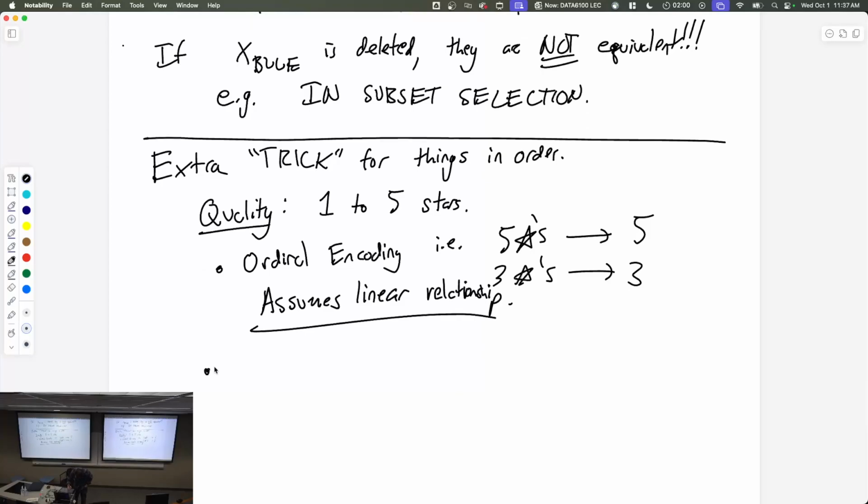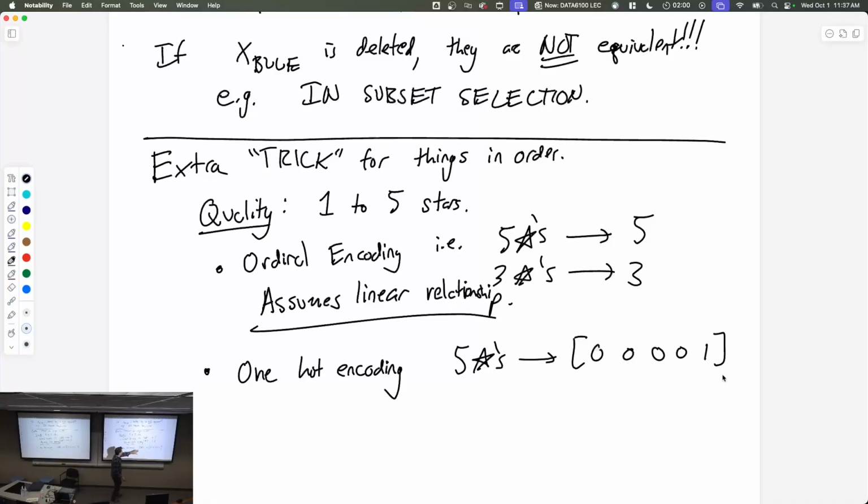So you could do one-hot encoding. This, again, is very common. So you'd say 5 stars would go to the vector 0, 0, 0, 0, 1. So, right, it's not a 1-star, it's not a 2-star, it's not a 3-star, it's not a 4-star. It is a 5-star. And like 3 stars would go to 0, 0, 1, 0, 0. So this would work perfectly well. This is the most general way you can do it. And this would work nicely.